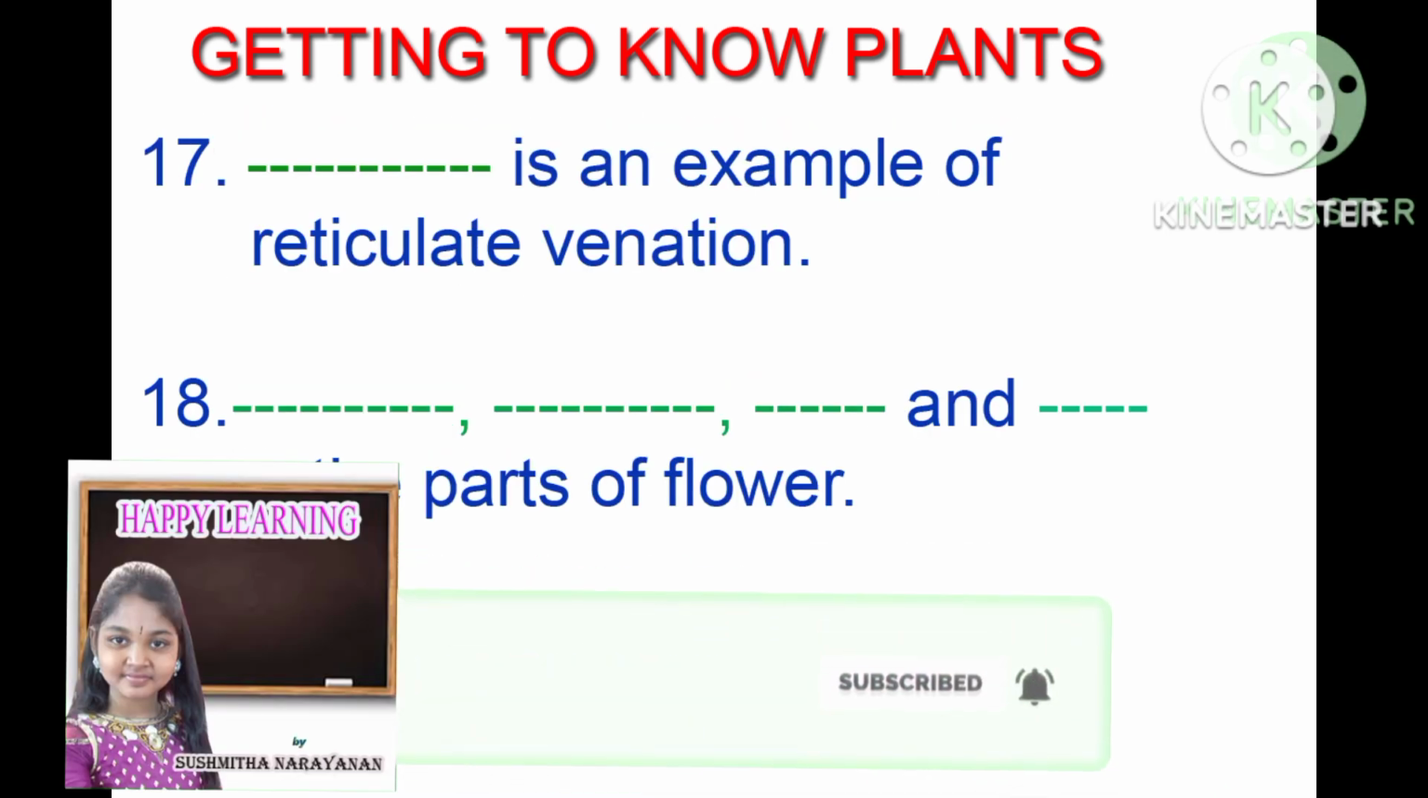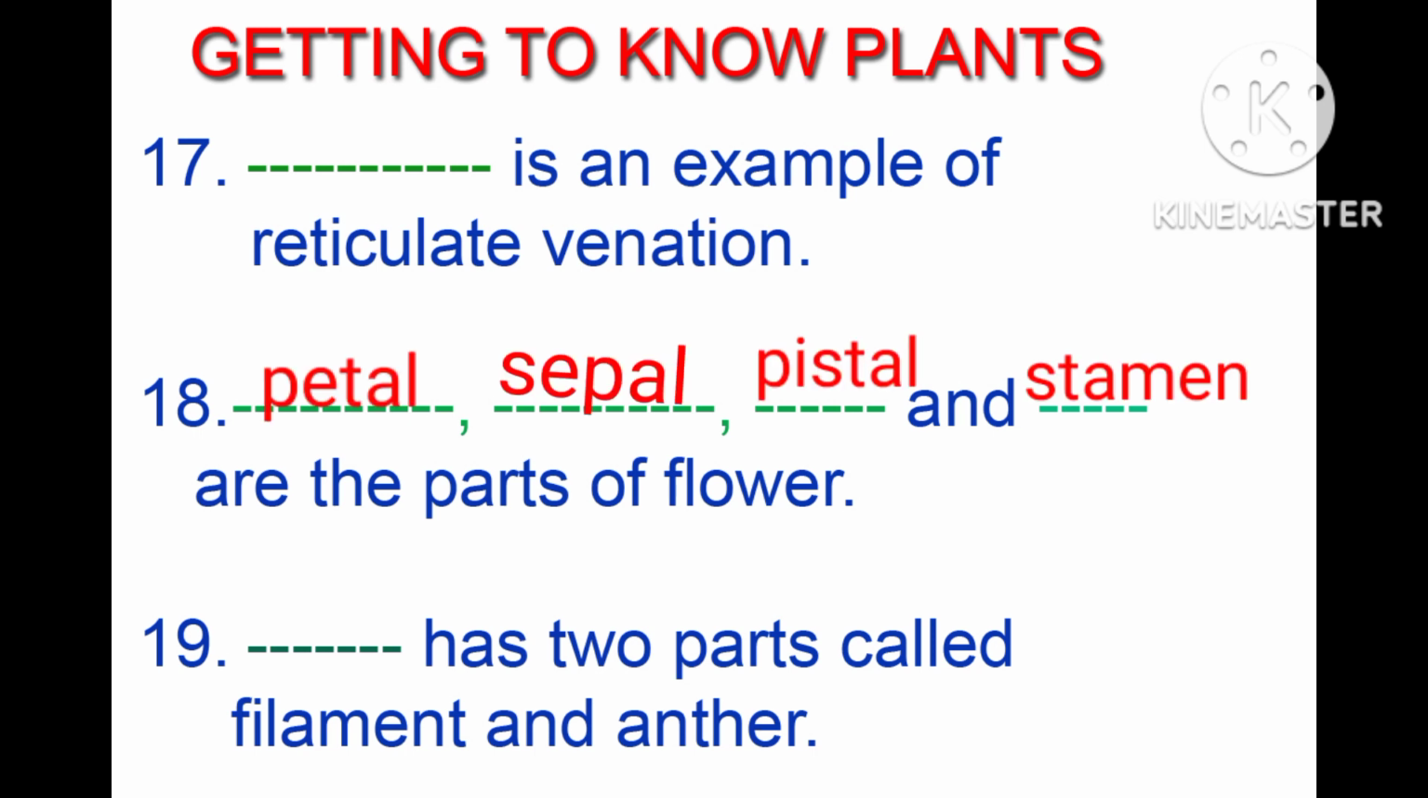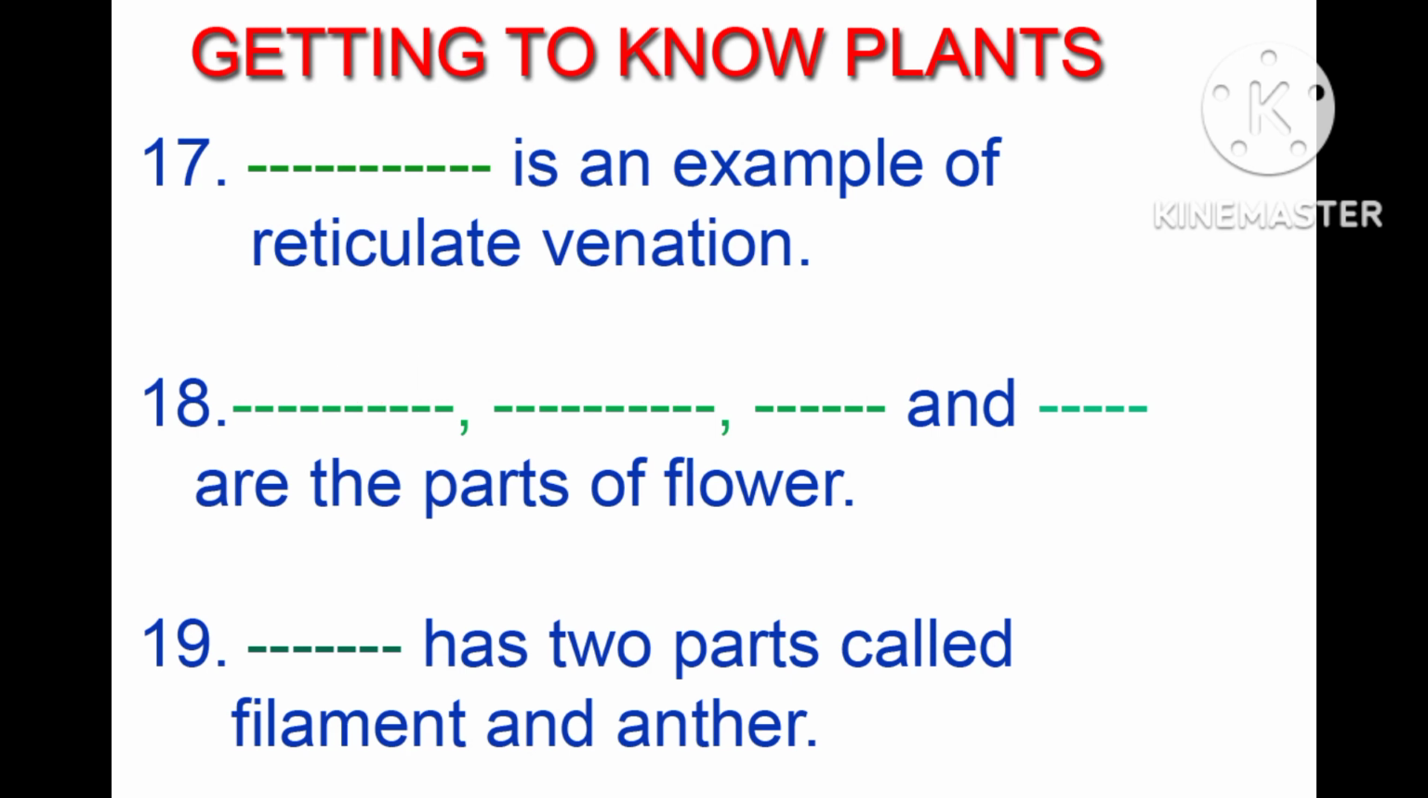17th question. Dash is an example of reticulate venation. The answer is mango leaf. 18th question. Dash, dash, dash and dash are the parts of flower. The answer is petal, sepal, pistil and stamen. 19th question. Dash has two parts called filament and anther. The answer is stamen.